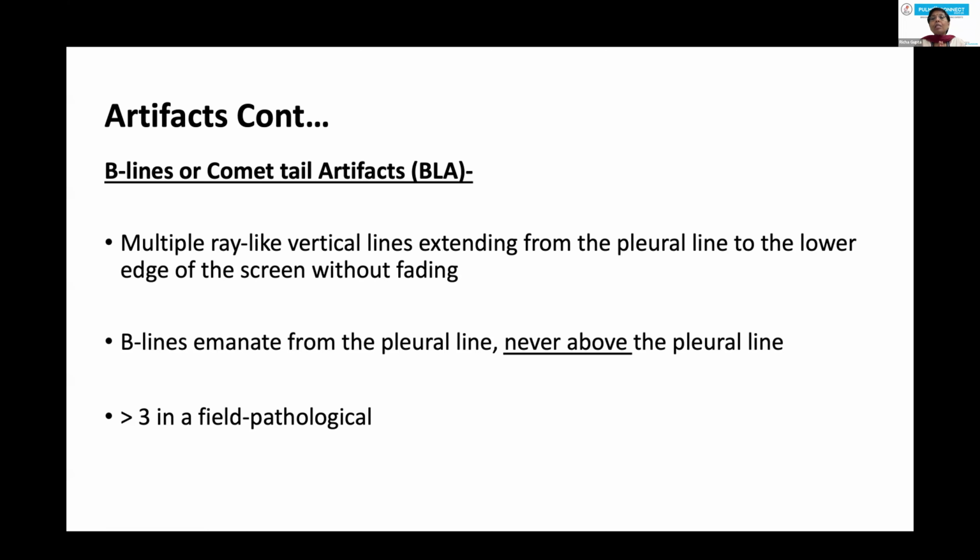So if you are seeing 2 to 3 B lines normally in the posterior aspect of the chest, it can be taken as normal. But if you see more than 3 in a field, or if you are seeing 1 or 2 B lines in the anterior chest, then this should be pathological. It should not be considered as physiological.